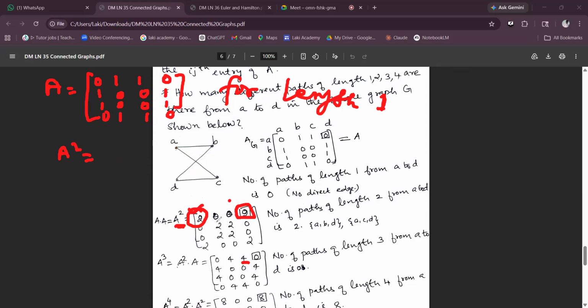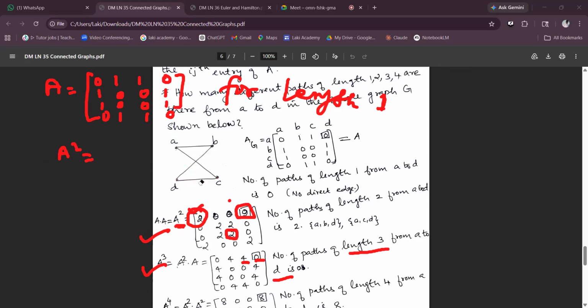A square means, suppose you can go from C to C in two steps. How? C to D and D to C. Understood? A3 means number of paths of length 3 from A to D is 0. You cannot go from A to D in three steps. Understood?